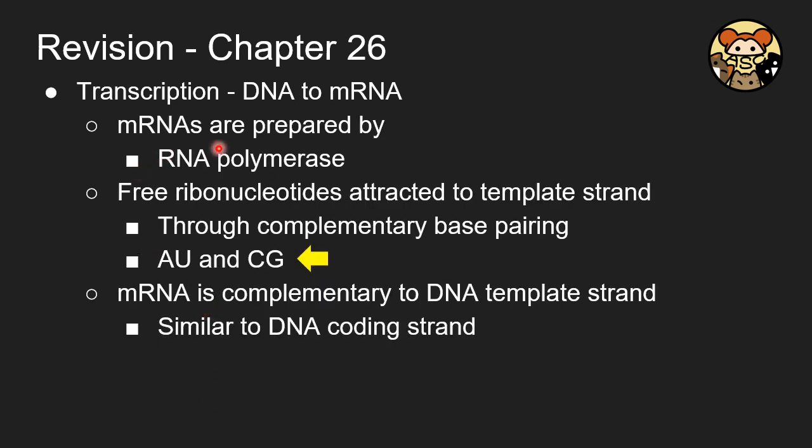And then the mRNA is prepared by the RNA polymerase. Then the ribonucleotides will attach to the template strand, as shown in the previous slide, in a complementary manner. It's AU and CG. And then the mRNA is complementary to the template strand, while it is similar to the DNA coding strand. Remember this term, similar. So what is the difference between mRNA and the DNA coding strand?